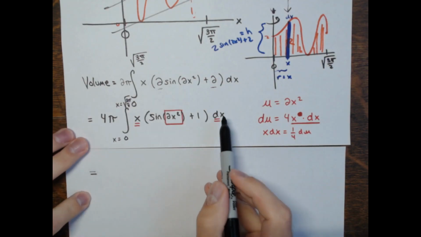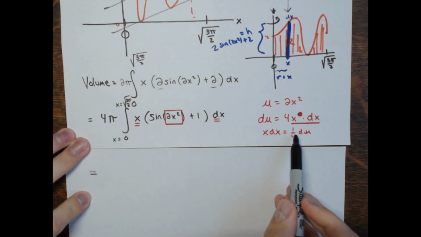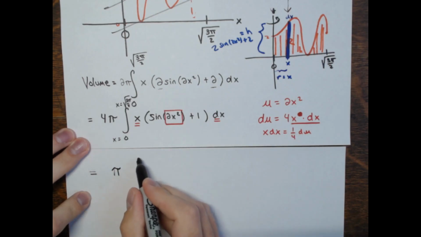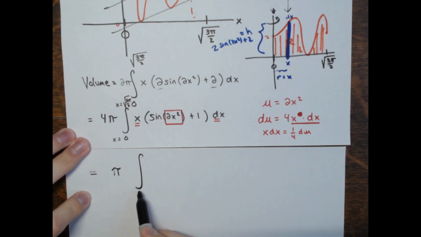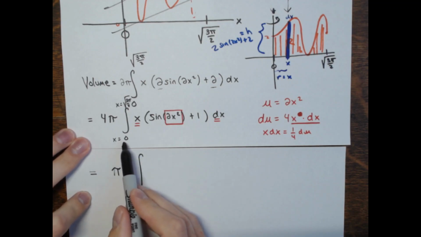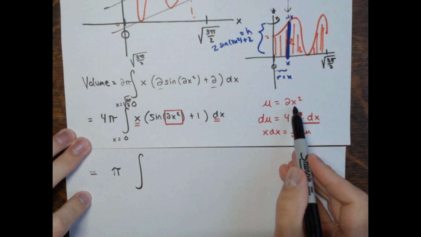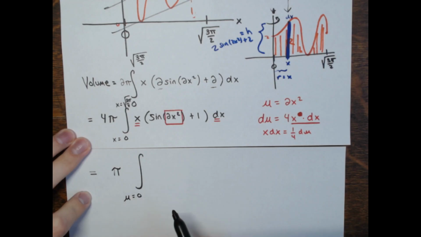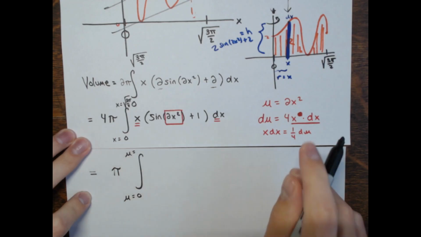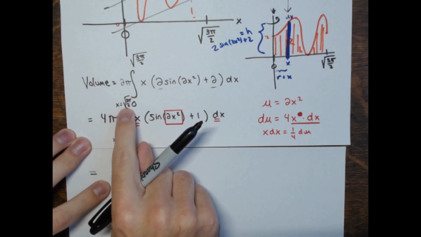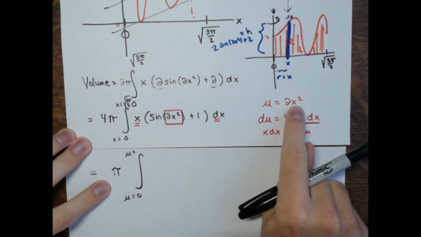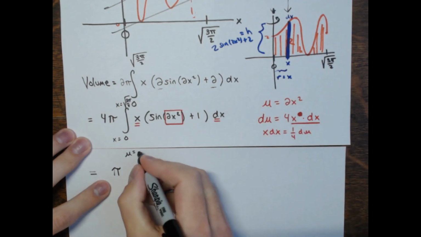So we got this now. Like I said, this x dx, I'm replacing with a quarter du and then pulling the quarter out. So now this is pi out here, not 4 pi. And I'm going to also change the limits of integration. The lower limit was originally x equals 0. Now when x is 0, in my substitution, u is 0 as well. So from u equals 0 to u equals 3 pi. When x equals the square root of 3 pi over 2, plug that in here, that'd be 3 pi over 2, and then times 2 would be 3 pi.